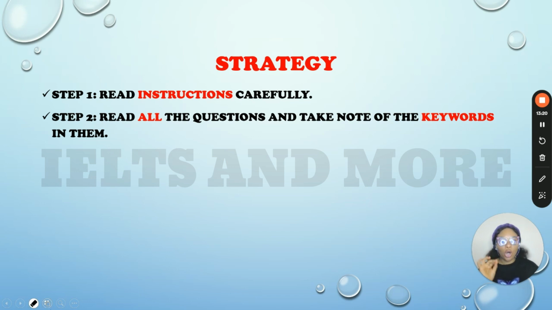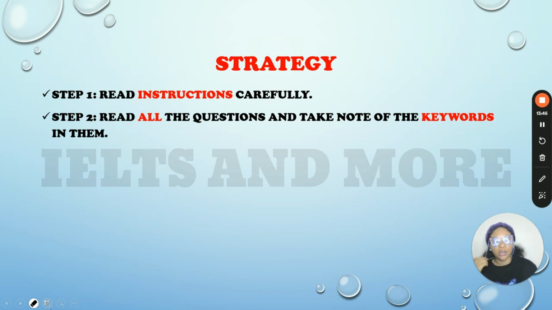Alright, so read all the questions and take note of keywords in them. The first thing you should do after reading your instruction is what? Read the questions. All of them. In this case, we have 8 to 14. Read them all, not just one or two. There are question types where you can do that, but not in this one. Read all. And while reading, you're taking note of keywords, you're underlining keywords.